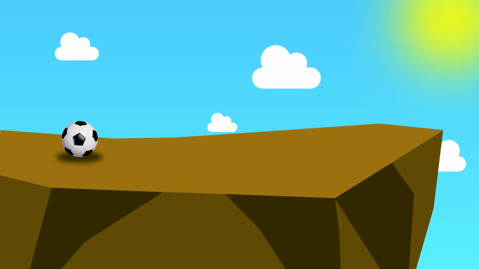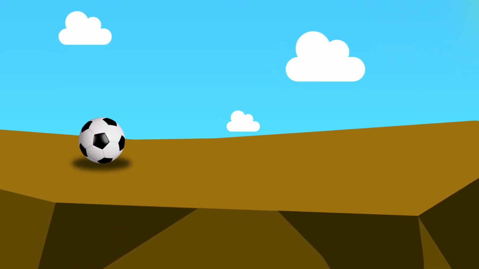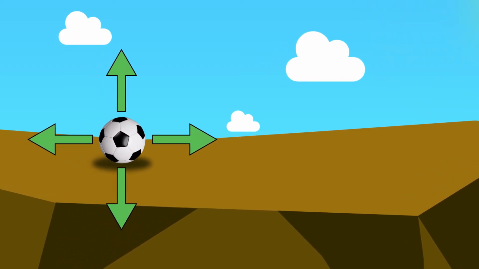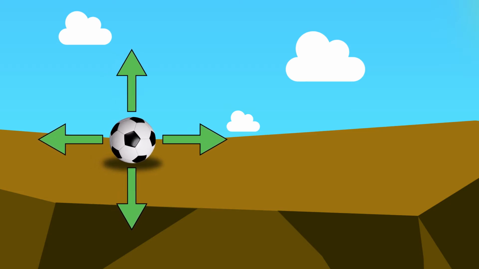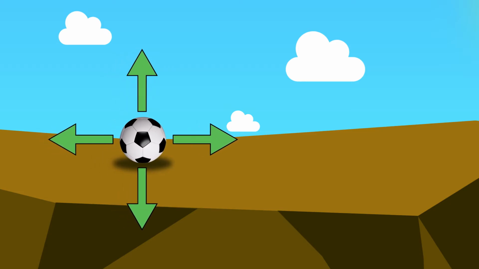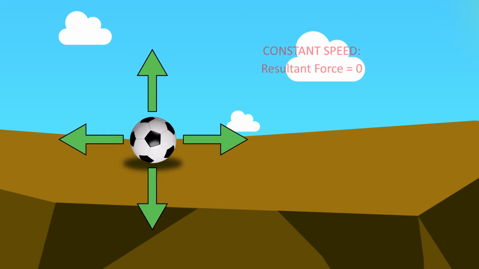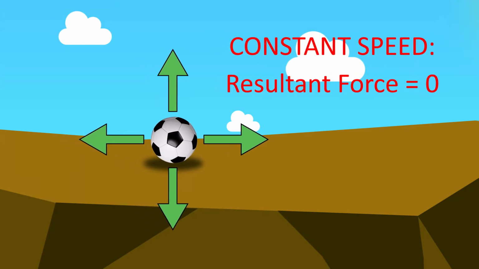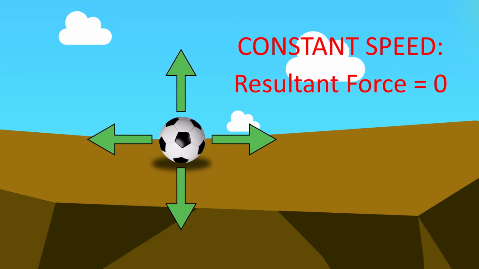Okay, so what if the object is moving at a constant speed? What can we say about the resultant force? All the forces are still balanced because the object is not accelerating or decelerating. The object is not slowing down or speeding up, so the forces must be balanced. This means that the resultant force is still zero. This sometimes confuses students, so be sure to remember this.